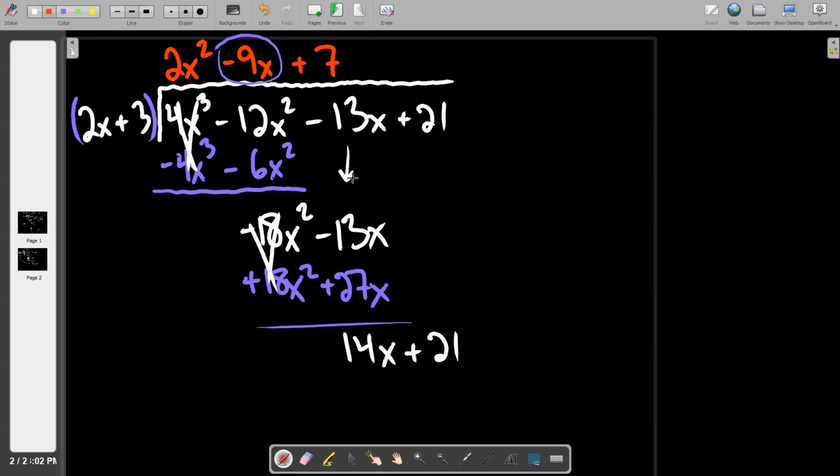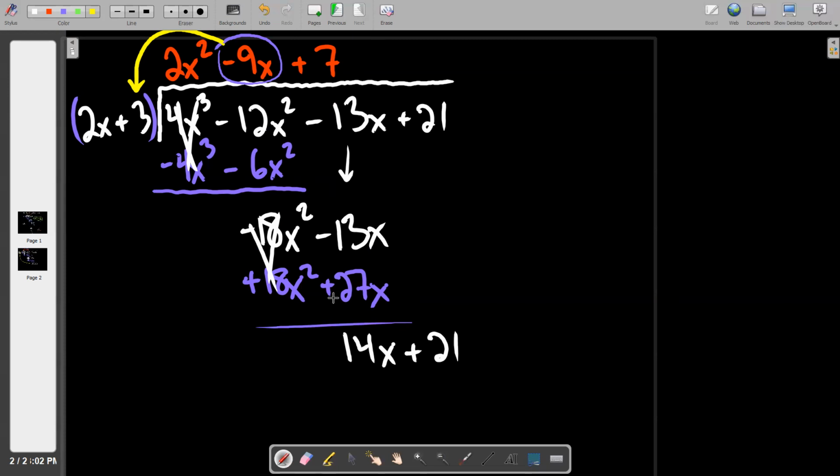Yeah, it would have been a positive, but we switched it to a negative. From this multiplication problem right here, negative 9x times 3 is negative 27x, but we have to switch the signs because we're subtracting. So all the signs get changed.